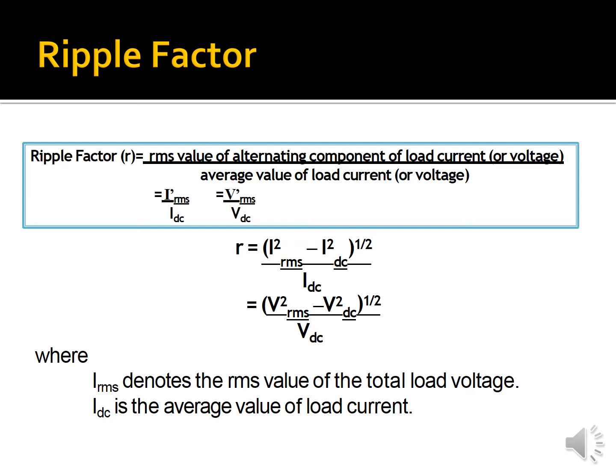To find the ripple factor for this rectifier, the ripple factor formula is the RMS value of the alternating component of the load current divided by the average value of the load current. We write this as IRMS divided by IDC, which is nothing but VRMS by VDC. So we write the equation as RF equal to (VRMS minus VDC square) the whole power 1 by 2, divided by VDC. Here IRMS is the RMS value of the total load voltage, and IDC is the average value of the load.